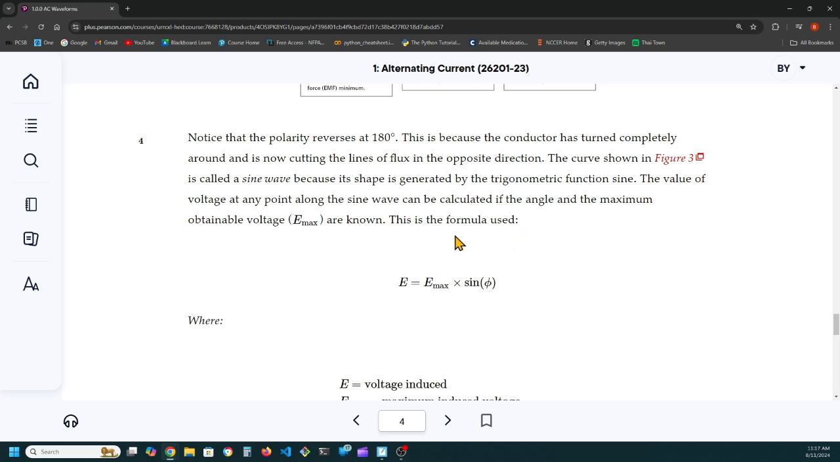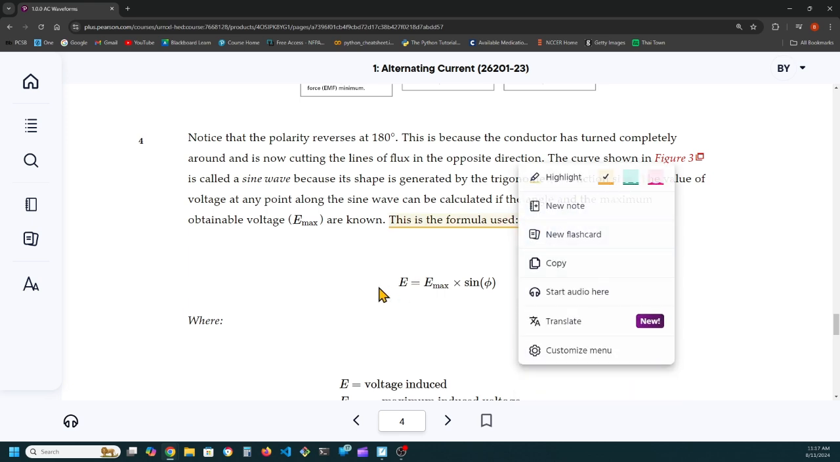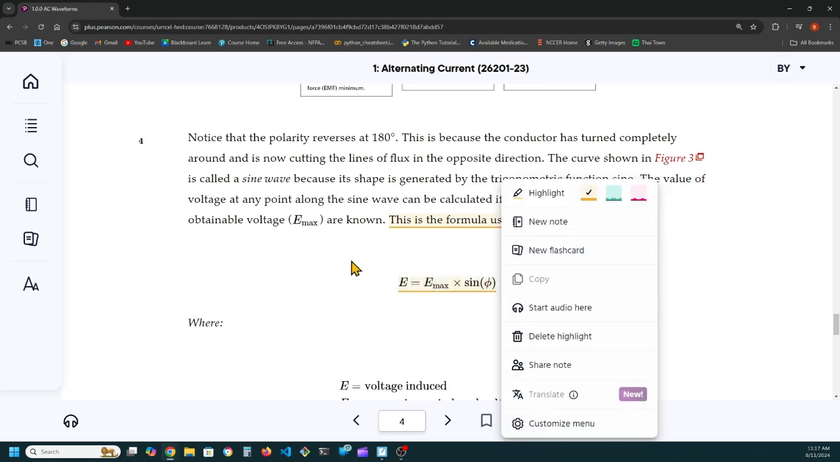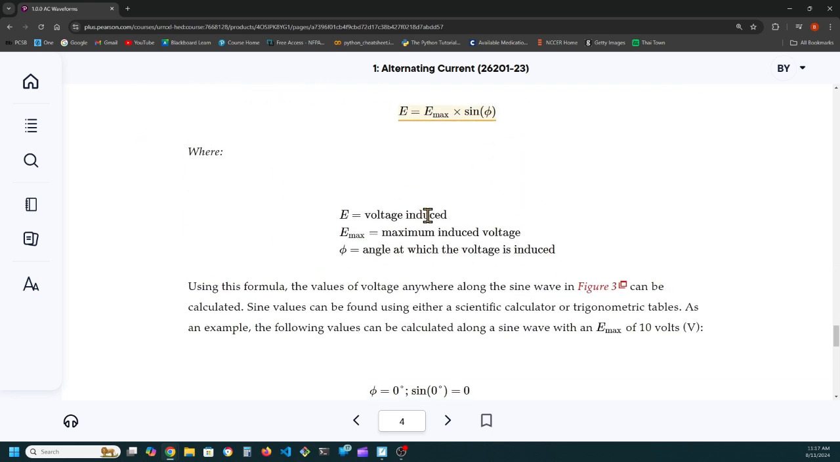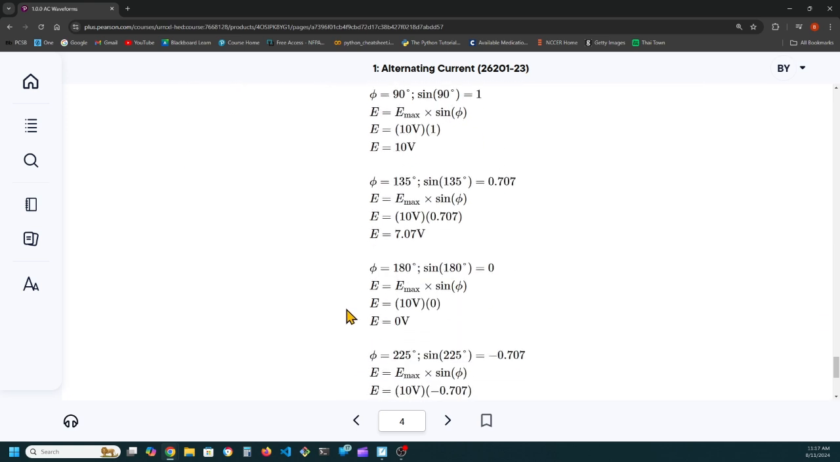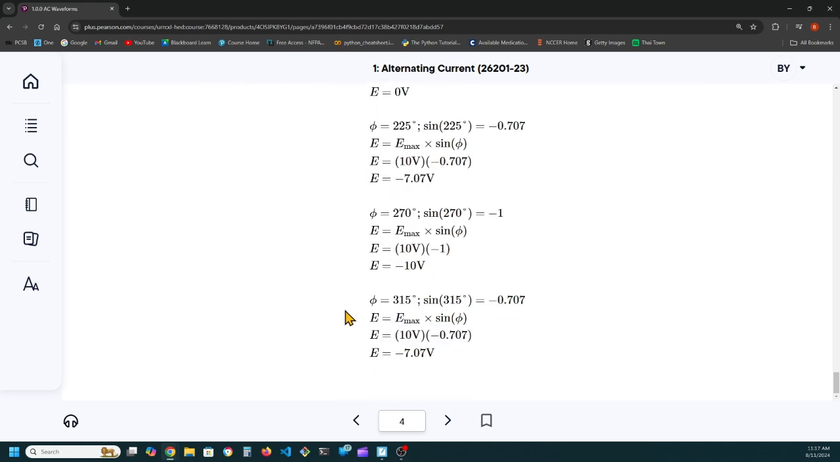So there's a formula that you can use. This is the formula used. It's the voltage equals voltage max times the sine of theta at any given moment, where E is the voltage induced, E max is the maximum induced voltage, and angle theta is the angle at which the voltage is induced. So we'll see that a little bit more later on when we talk about effective or root mean square.